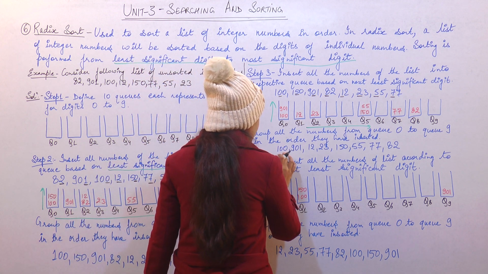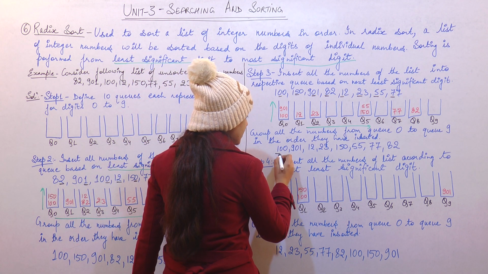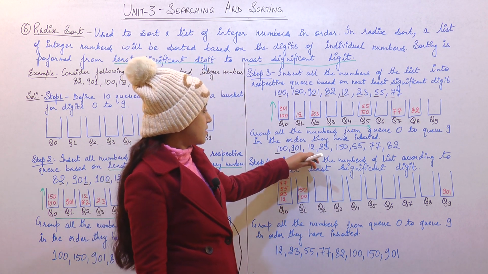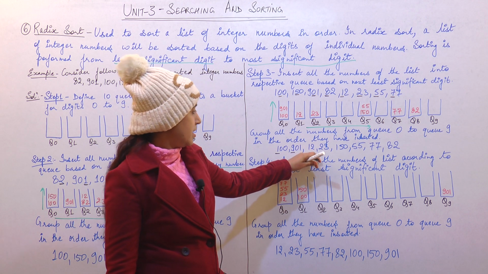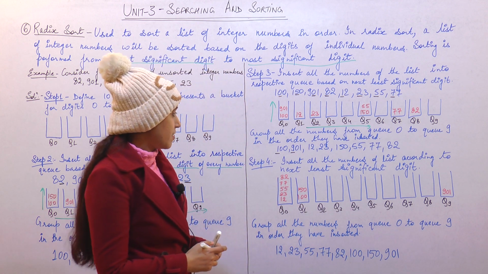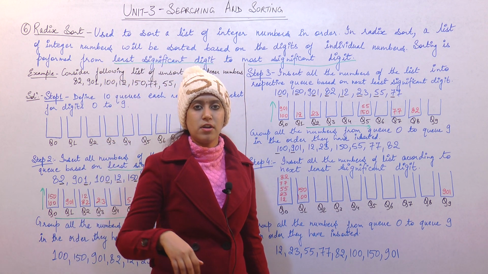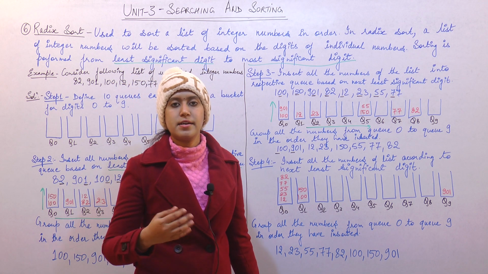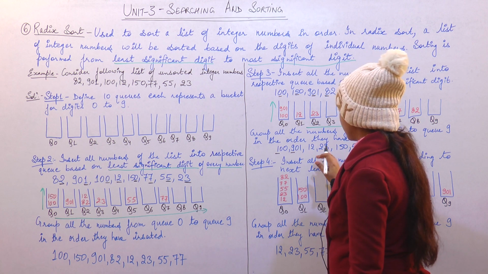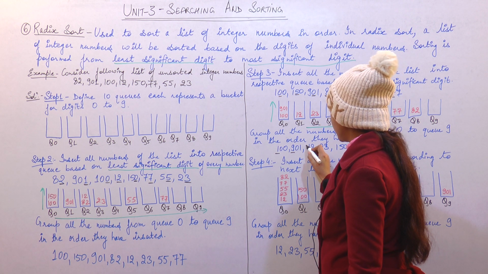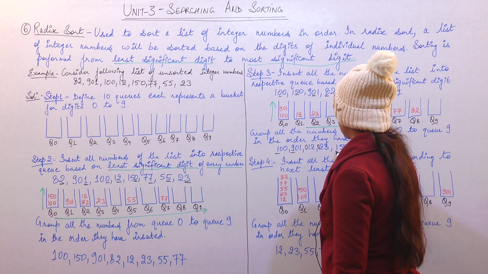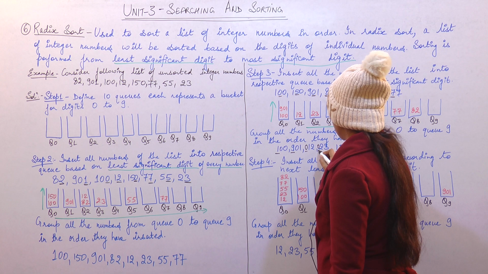So in 100 we are having 1 at hundreds place, then 9 at hundreds place. Now further we are having number 12. 12 is a 2-digit number. So we will by default insert 0 to make it a 3-digit number. So before each 2-digit number we will assume 0 so that we can easily insert them in the bucket.